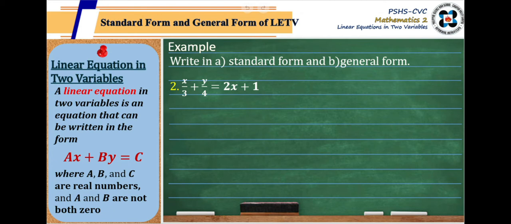Now let's have another example. This time, we will write the standard form and general form for the equation x over 3 plus y over 4 equals 2x plus 1. For our solution, what should be our first step? Again, writing first the given equation, we have x over 3 plus y over 4 is equal to 2x plus 1.